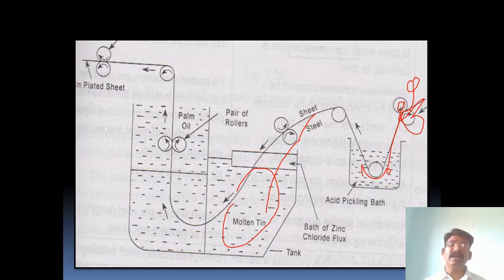So then again here slowly moving towards, and finally some palm oil is there. You have to use the palm oil because the tin is adhering this one. After cleaning, after dipping in the oil, then they move slowly outside. I mean this is the tin plated sheet. So the sheet is a tin plated sheet.